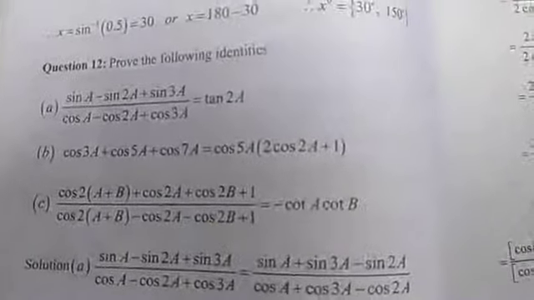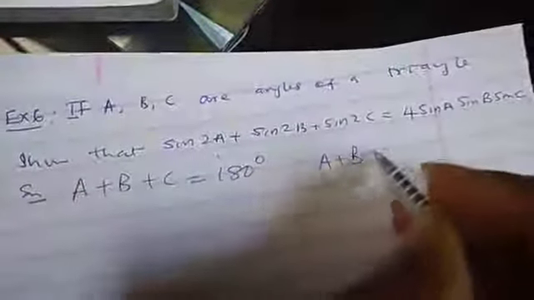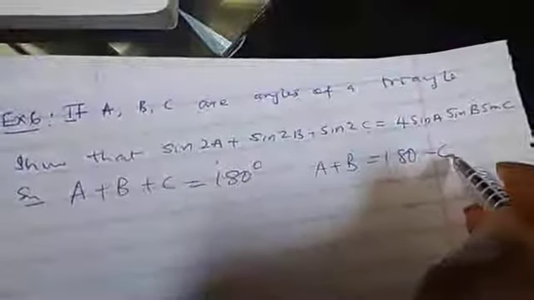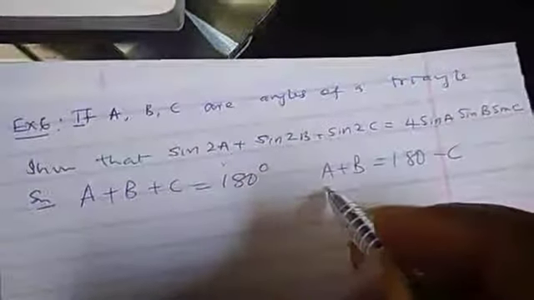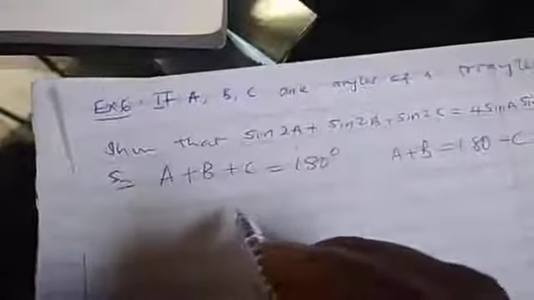Now let's take another example. If A, B, C are angles of a triangle, show that sine this plus sine this plus sine this is equal to this. Now, as usual, we know that if A, B, C are angles of a triangle, A plus B will be equal to 180 degrees. Or we say that A plus B is equal to 180 minus C, or vice versa. It's still this B plus C, still the same thing.